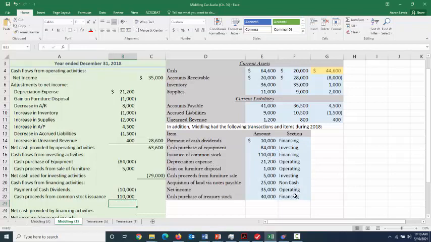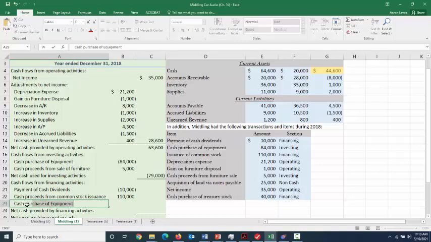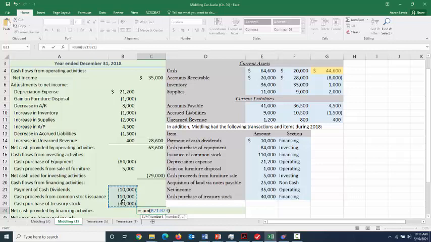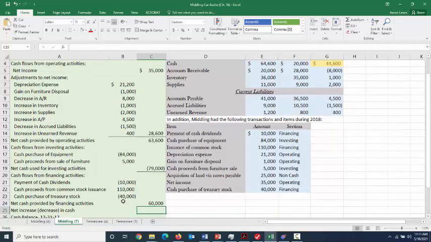And the last thing that we have here is the cash purchase of treasury stock. Well, if we're purchasing the treasury stock, that means that we are taking the money out of our company and giving it to our now former shareholders to buy that stock back from them. And since we're paying to acquire something, our cash flow has to be decreasing. So this cash payment is going to decrease our cash flow by $40,000. And in total, those 3 financing activities would have led to our cash flow going up by $60,000.